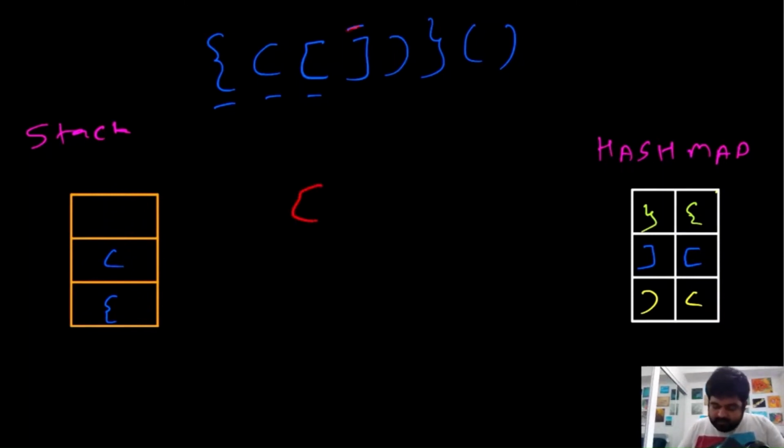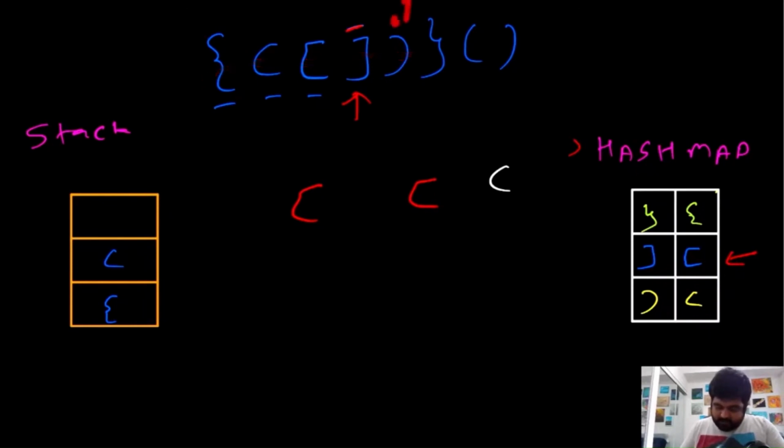Now for this closing bracket, we are going to see what the value of that bracket is inside our hash map, and the value of that bracket is also like this. We are going to compare these two elements, whatever we took out from the stack and whatever we got from this hash map, and both are same. Because both are same, we can say that we are good so far. So far we have taken care of these four elements, and now we are on this element.